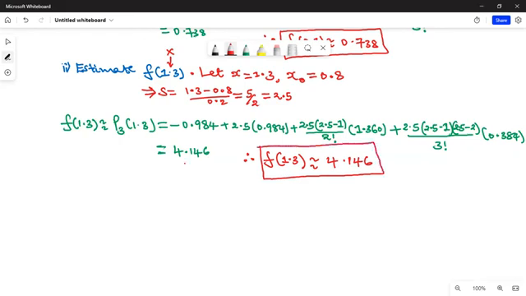And so this is how to use the Newton forward difference interpolating polynomial to estimate values of f of x corresponding to some values of x within the extreme values of x.